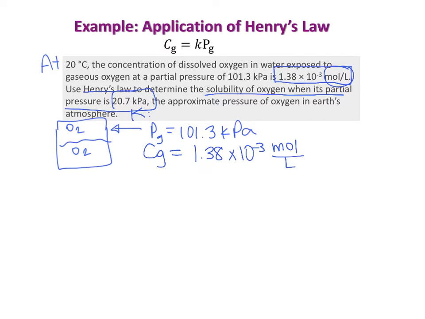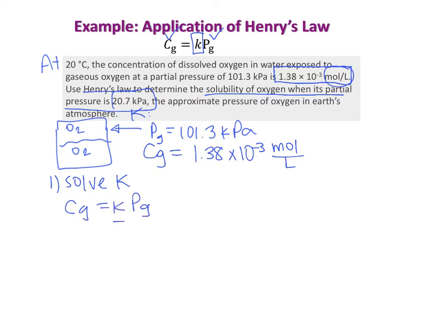So what we have here, for this first part, is both a partial pressure and a solubility corresponding to that partial pressure. Because of that, we will be able to calculate and find out what our constant is for oxygen being dissolved. So we're first going to solve for our K. And to do that, let's go ahead and rearrange our equation.